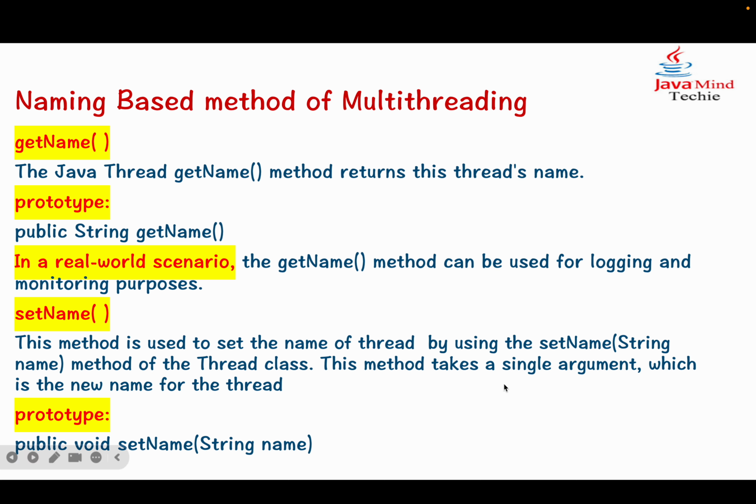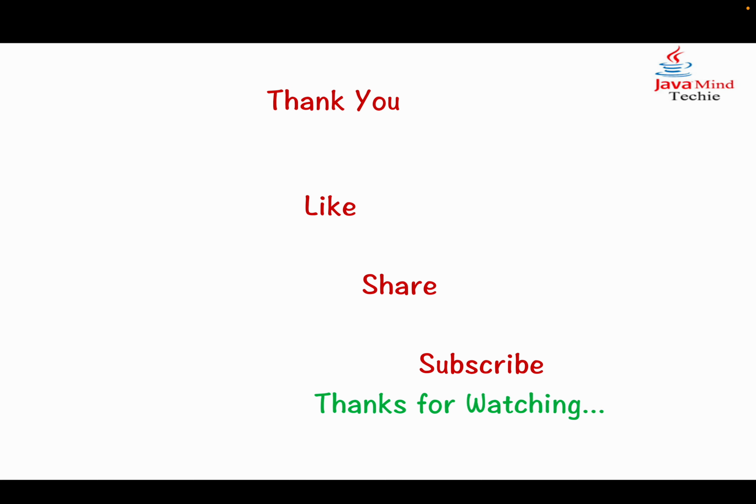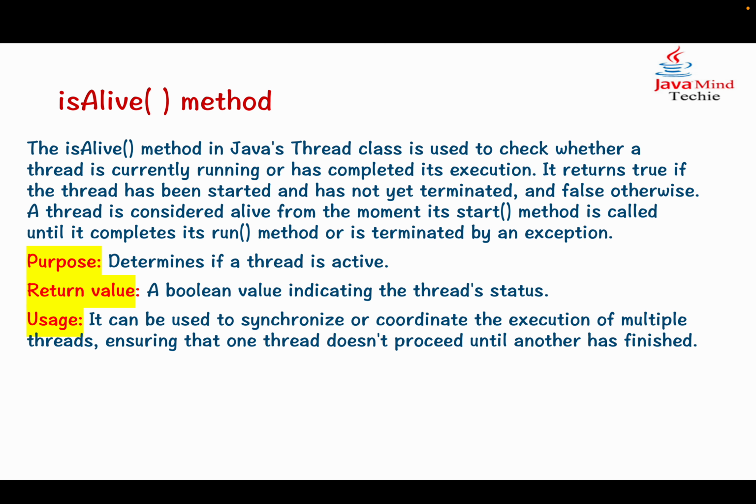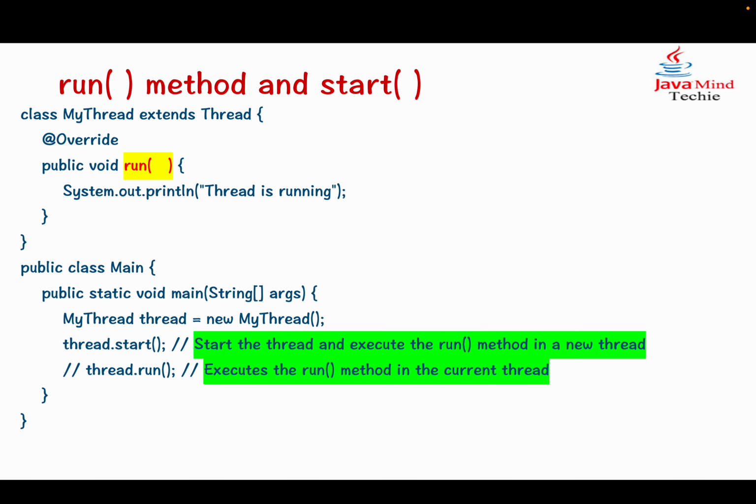This method takes a single argument, as already mentioned, which is the new name for the respective thread you're going to update. See the prototype of the thread: public void setName, and it expects one String name. That's it for this video, but it's not complete. As of now I will explain all the things I explained here with the code base. So now let's move to our code base.